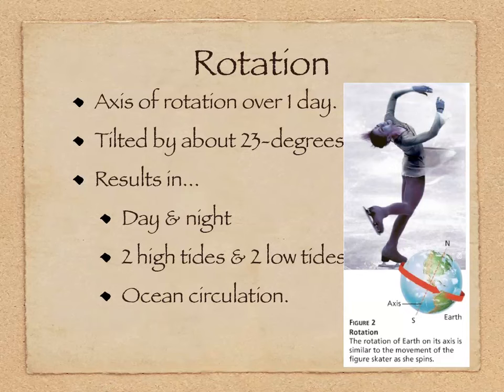It means that we have 2 high tides and 2 low tides every day. And those high tides and low tides fluctuate, meaning that some are really high, some are really low, depending on where the Earth is in its orbit around the Sun. And it also creates ocean circulation, which is super important for climate, which is the overall weather of the entire Earth.